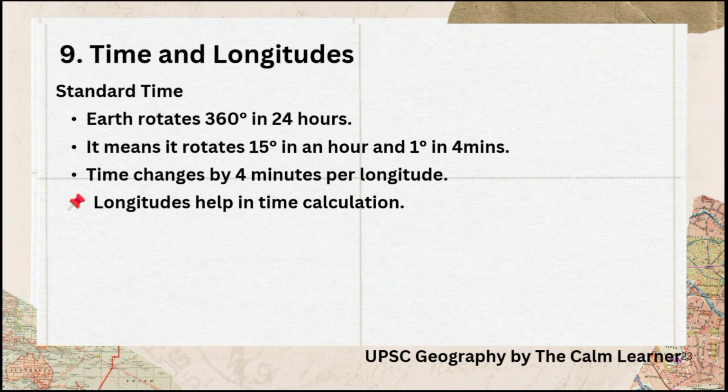Now, to calculate time, we need a starting line. This reference line is the prime meridian, which is marked as 0 degree longitude as we have discussed earlier. Time at the prime meridian is taken as the standard reference time. For a simple example, if a place is located 15 degrees east of the prime meridian, its local time will be 1 hour ahead of the prime meridian. And if a place is located 15 degrees west, its local time will be 1 hour behind. So longitudes help us calculate local time, and this is the reason why countries have different time zones.